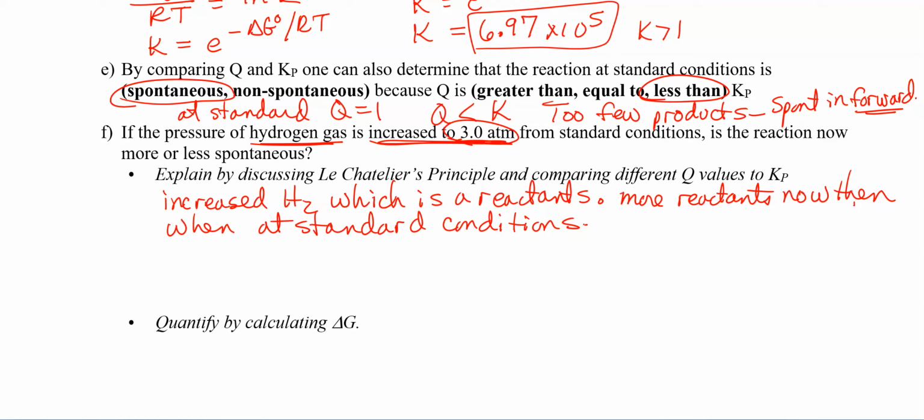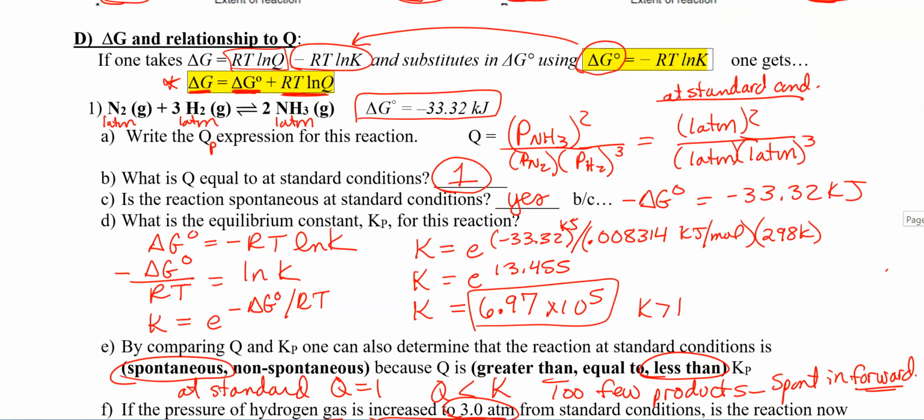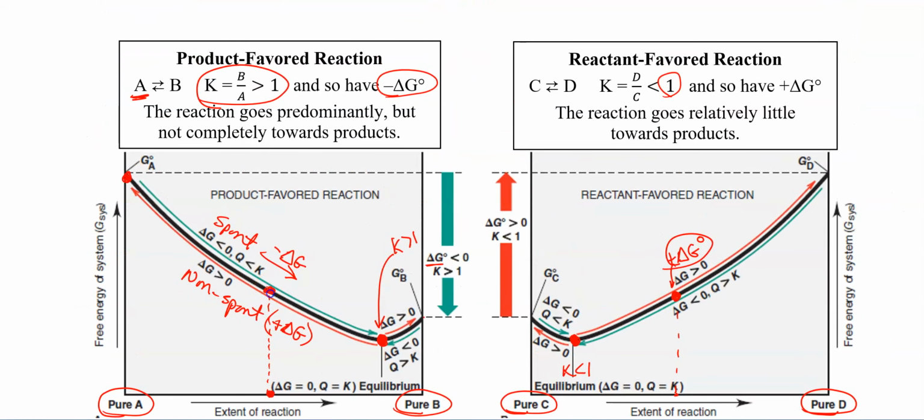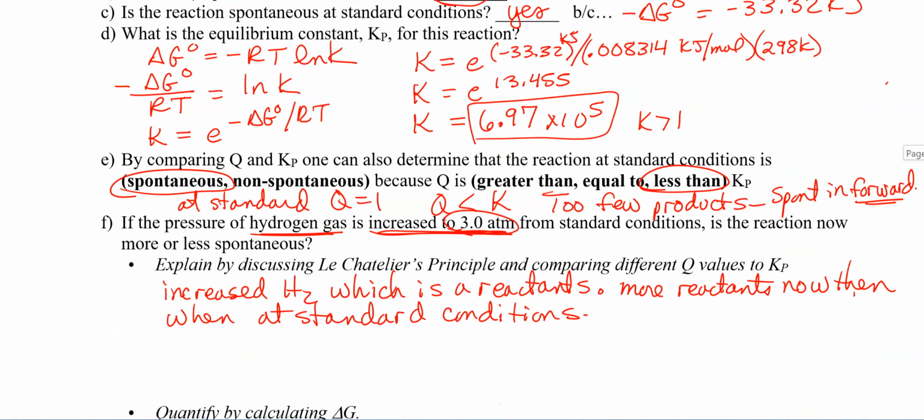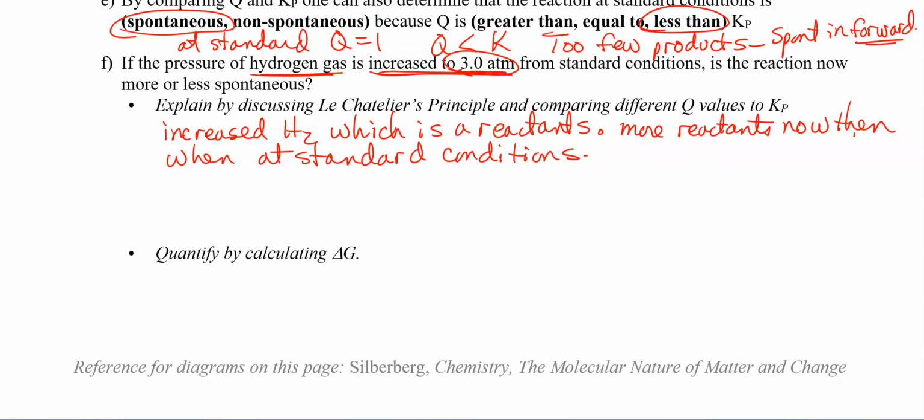To get to equilibrium, we've got too many reactants, so it's going to go to the right. Remember, even at standard conditions we were going to the right. Now we're even further away, so we're going to go even more to the right. It's like we're starting with even more reactants. So the situation was this graph here. At standard conditions, we started here and went to equilibrium. Now we're starting maybe here and going to equilibrium. So we just have further to go to get to equilibrium. So it should be more spontaneous. We should be able to get more work when we go towards equilibrium.